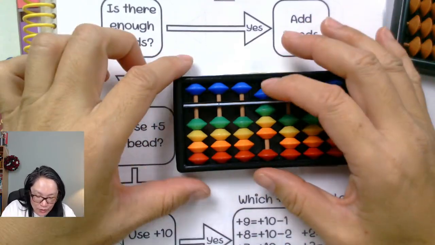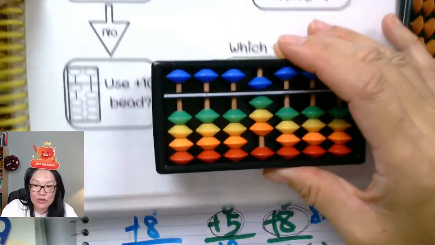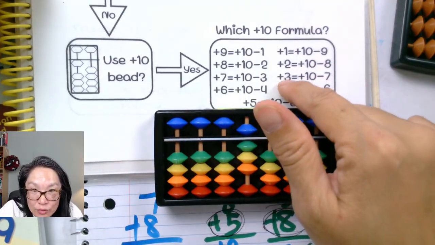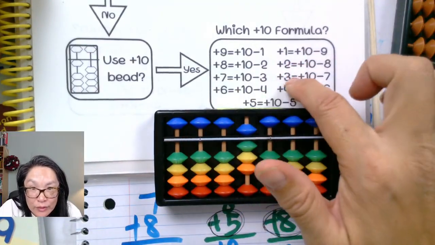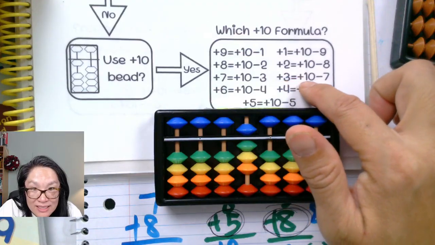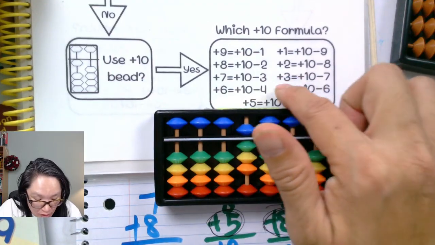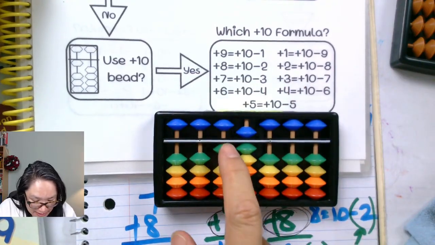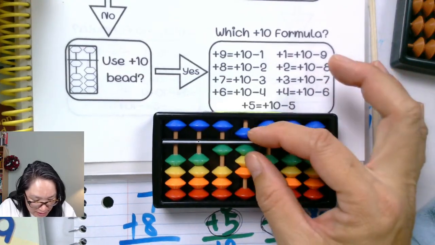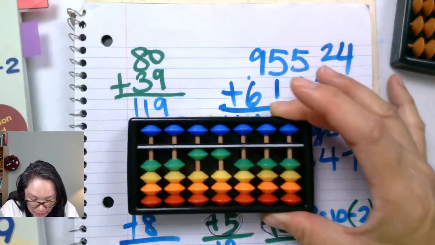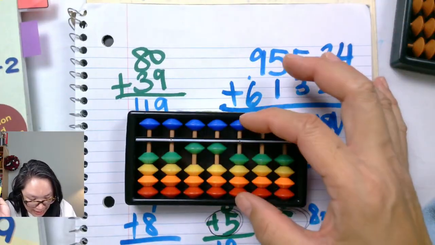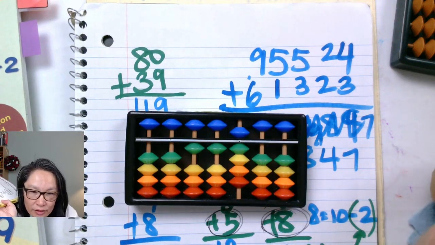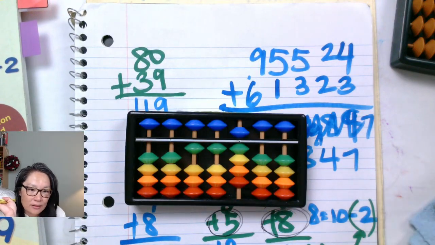No, we can't add the 5. So what do we need to do? This is where we go plus the 10. We have to add the 10. So to plus the 3, plus the 10 is equal to plus the 10 minus the 7. When we want to add the 3, plus the 10 minus the 7. I'm going to take away the 7. And then plus 9. And I add the 9. That's all I'm doing. So my final answer is 119.